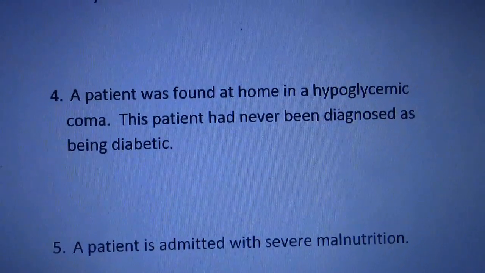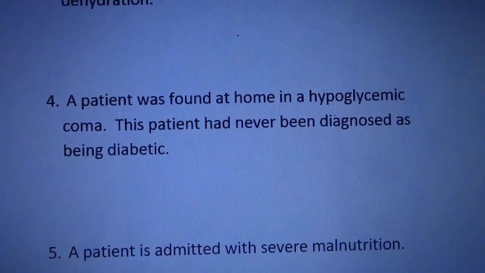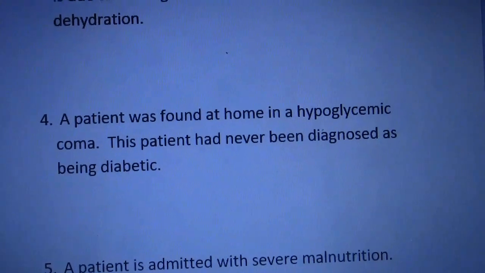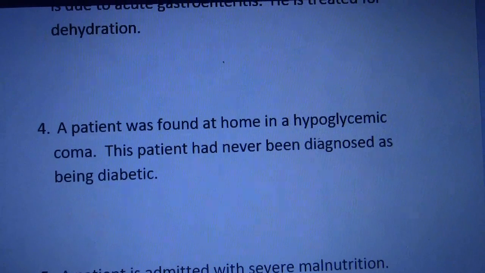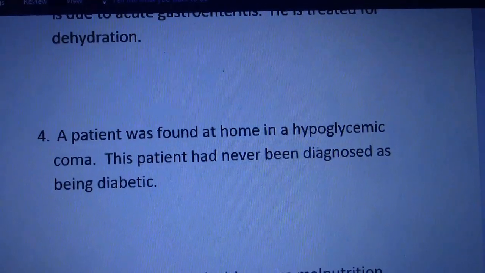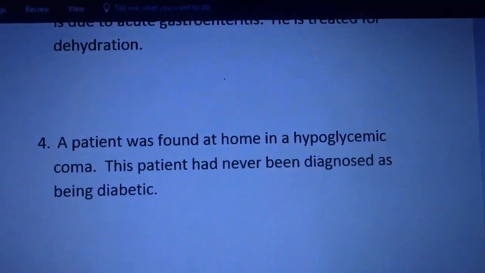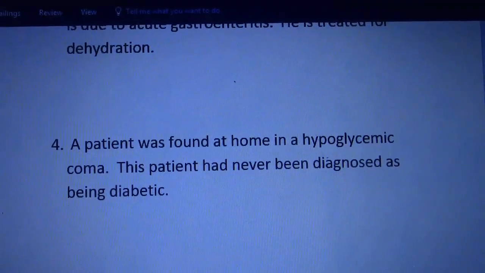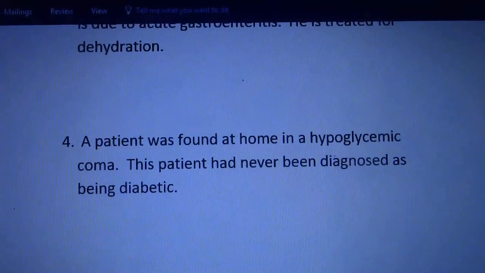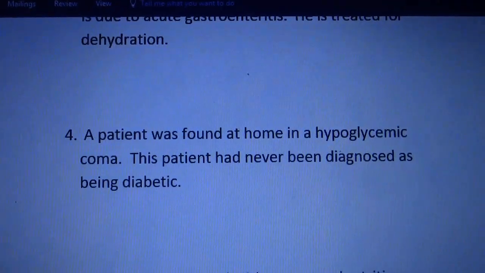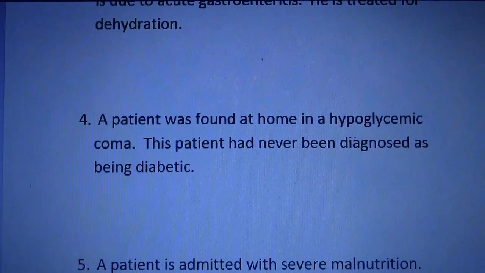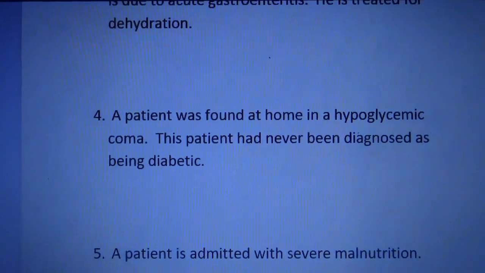So your answers: number 1, A87.9, J45.901, and I10. Number 2, E11.621 and L97.429. Number 3, E86.0 and K52.9. Number 4, E15. And number 5, E43.